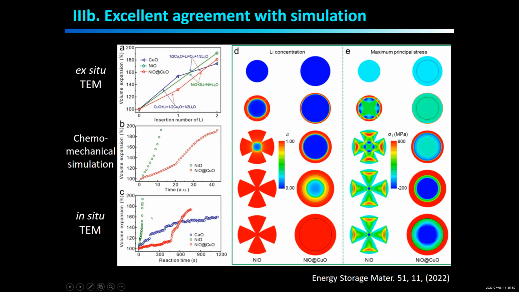To fully explain the different volume expansion behavior, we also need to measure the kinetics. From the in situ TEM, we measure the volume expansion rate. The nickel oxide indeed shows a much higher volume expansion rate compared to the core-shell structure. The core-shell structure shows a two-stage volume expansion corresponding to the two-step lithiation process. We have also theoretically confirmed this lithiation kinetics using chemomechanical simulation.